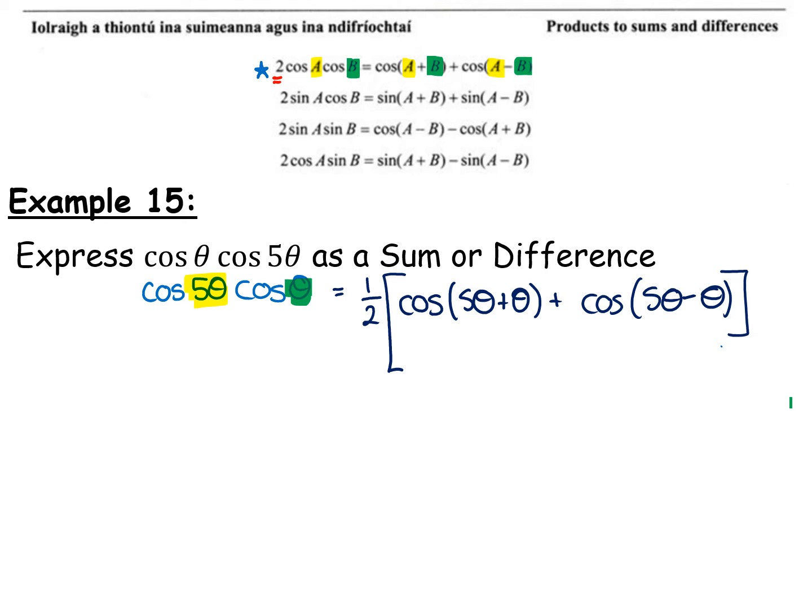Now it would work out the other way, but you just have to mess around with negative angles, and we don't really want to have to do that. We want to do as little as possible. So cleaning this up, we get cos of 6 theta plus cos of 4 theta. And that's our final answer.